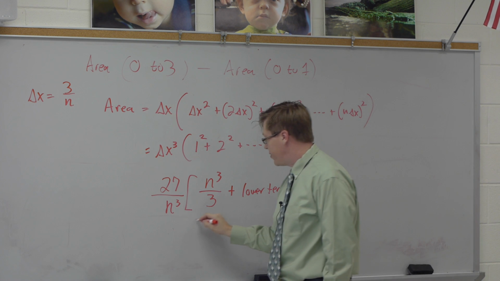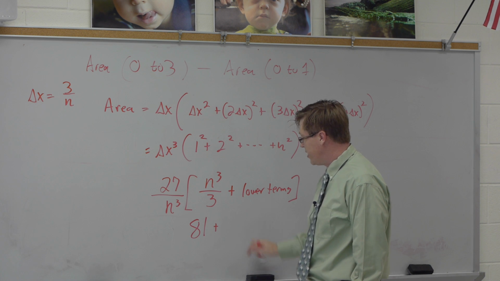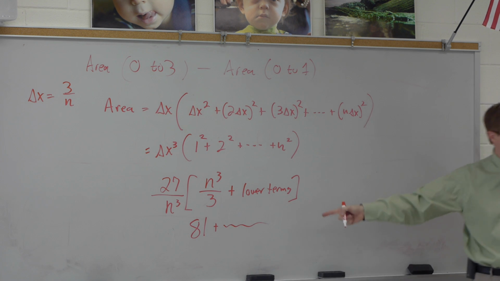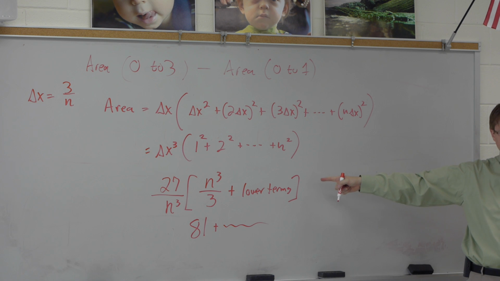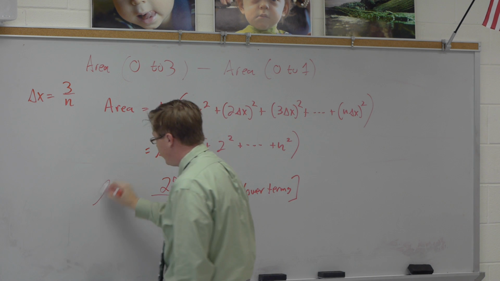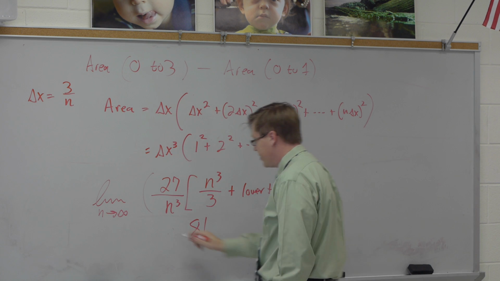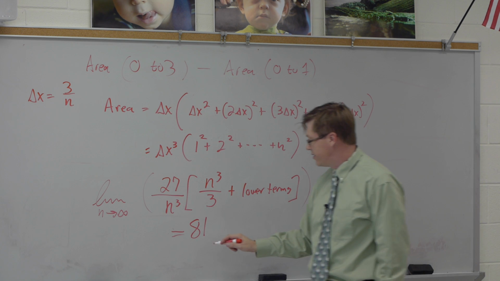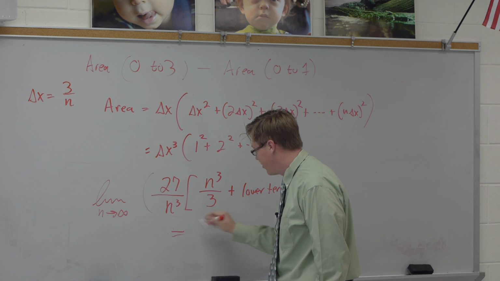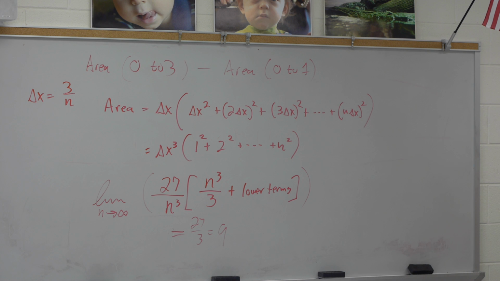So this ends up being 81 plus other stuff. But as I take the limit to infinity, what happens to this other stuff? It just cancels out because the n cubed dominates. So the limit as n goes to infinity of this sum is not 81, sorry, 27 over 3 is 9. Sorry, that's why you were all staring. 27 over 3 is 9.